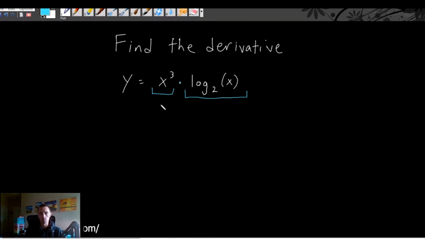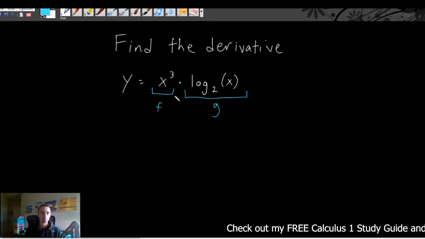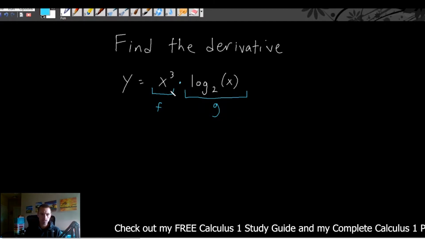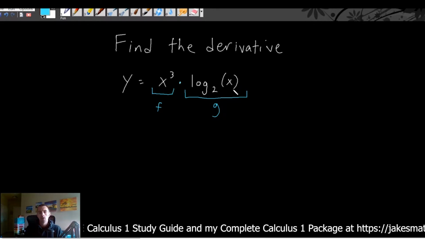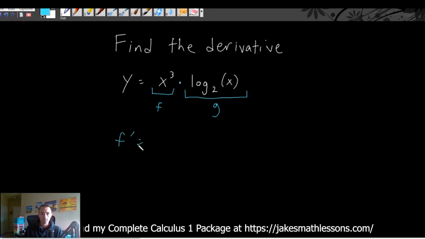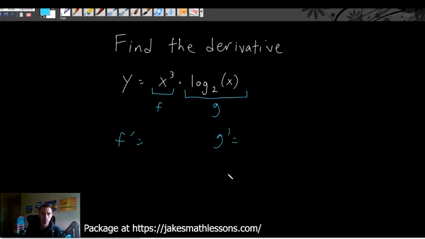So essentially, you just want to call one of those one of your functions and one of those your other function. F and G are probably the two most common letters you'll see for that. It really doesn't matter what letter you call it. What's important is that you know which are the two components that you're taking the product of to get this full overall function. So in this case, it's going to be x cubed and log base 2 of x. Then the product rule says that we need to find the derivative of these two things. So in this case, if we're calling this f, we would need to find f prime, and if we're calling this g, we need to find g prime.